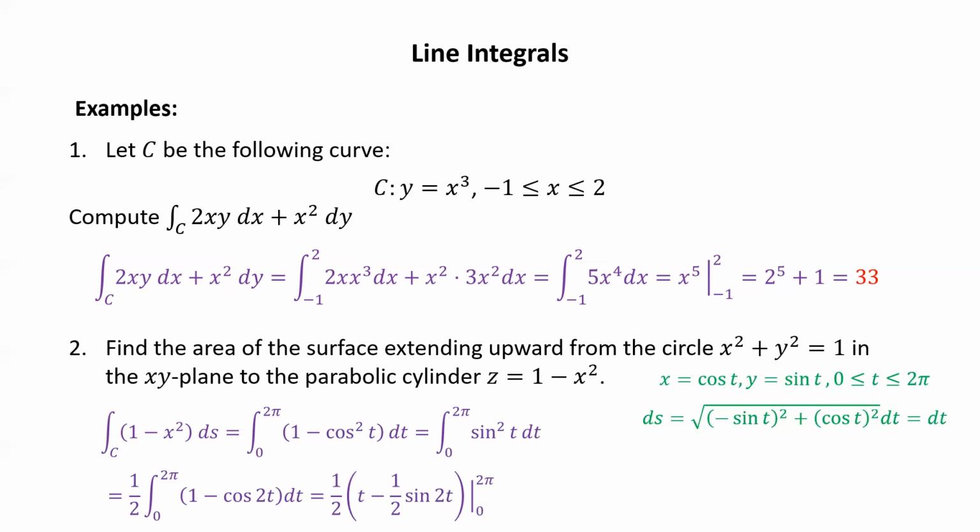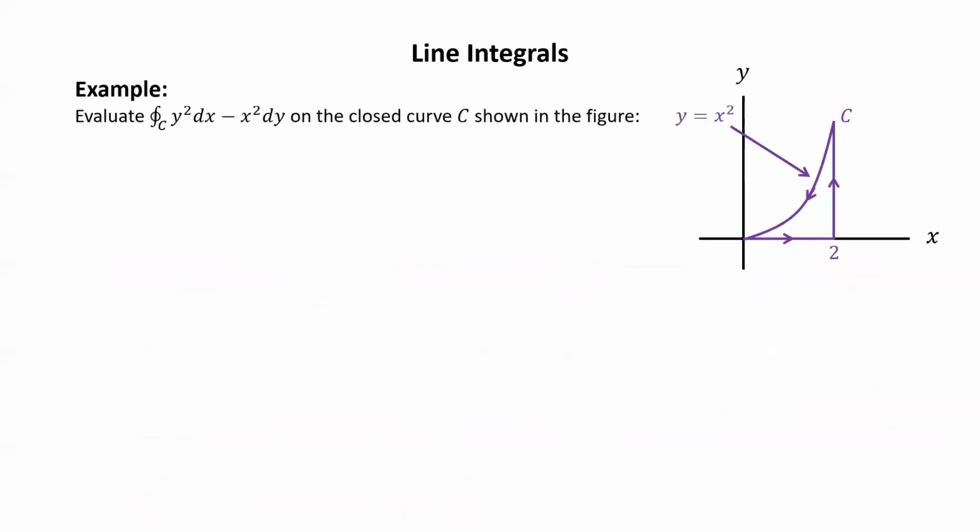u equals 2t, du is 2 dt. That's where the extra 1/2 comes from in front of the sine 2t. When we plug a 0 or a 2 pi into sine 2t, we just get 0. So we just get 1/2 times 2 pi, which is pi. Let's do one more example.